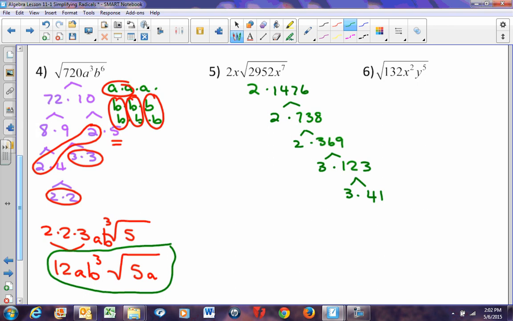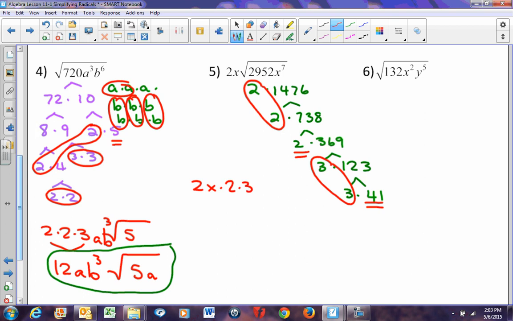All right, so number-wise, let's pair my numbers up. I can pair up this pair of 2s right here. I can pair up this pair of 3s right here. The 2 and the 41 stay underneath. So far I have 2x that was already on the outside, times 2 times 3.